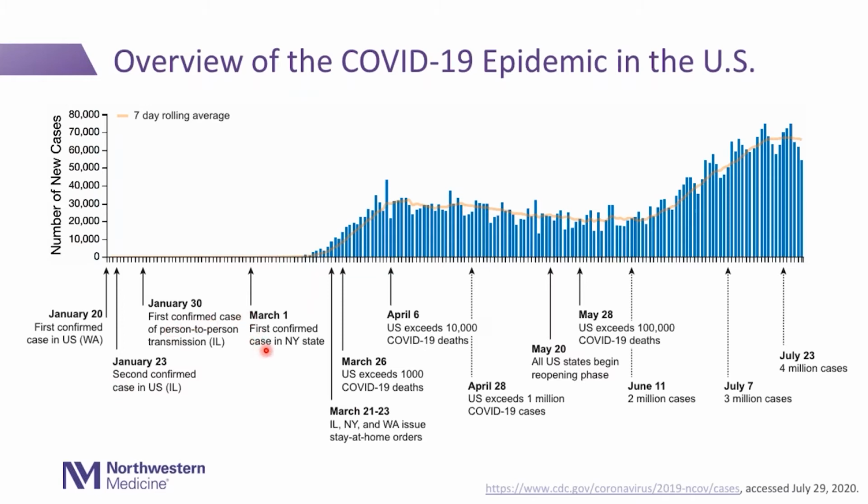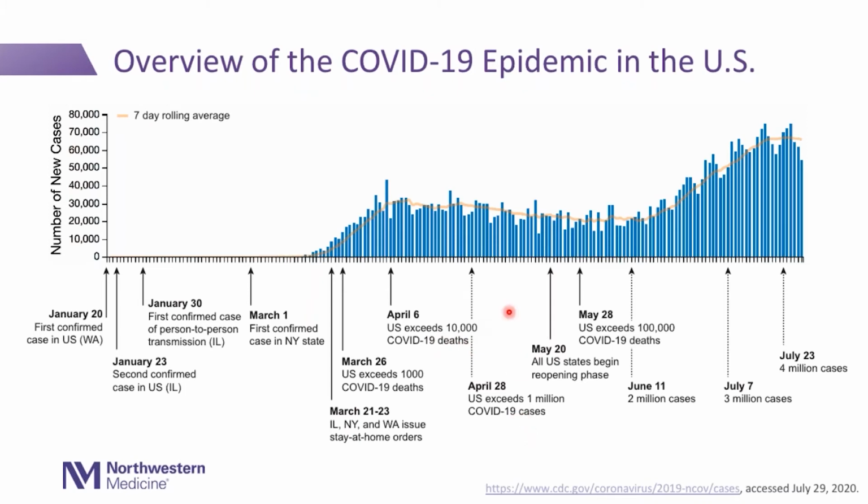Later, about a month later, on March 1st, the first confirmed case was reported in New York State. Between March 21st and March 23rd, a whole series of states began to shut down. Illinois, New York, and Washington all issued stay-at-home orders within this tight window as infections began to rise throughout the US. The US exceeded 1,000 deaths on March 26th and 10,000 deaths shortly thereafter on April 6th. The US hit 1 million COVID cases at the end of April.